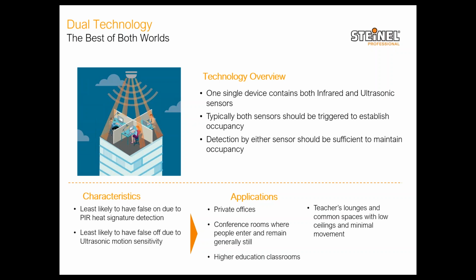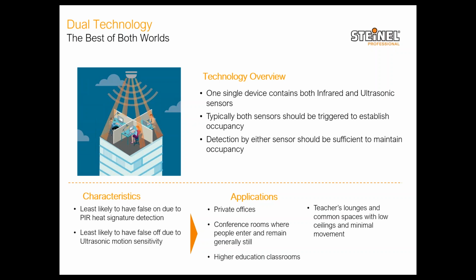So if there is a physical heat signature movement, the PIR part will keep the lights on. Or if you have a cubicle, in case of the image that you're seeing in the presentation, well, the main detection after everyone has sat down in their seats, the main detection would be through the ultrasonic part.